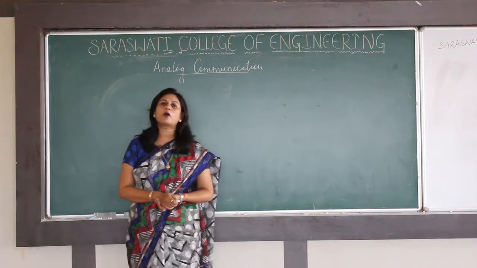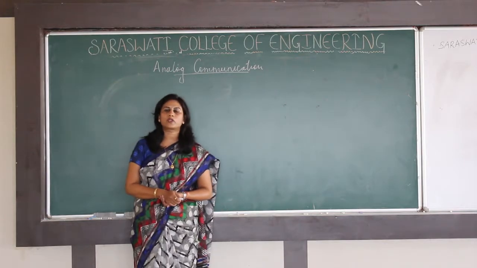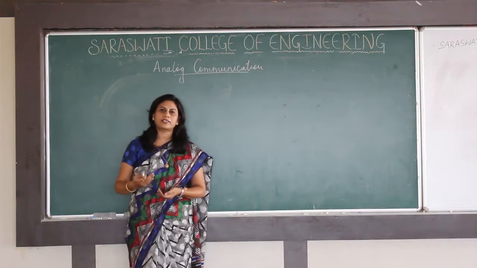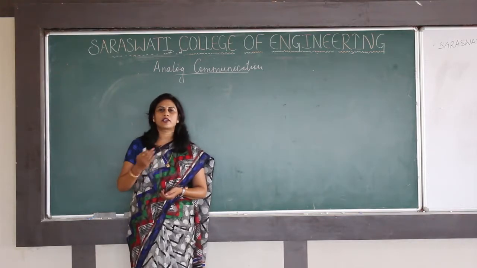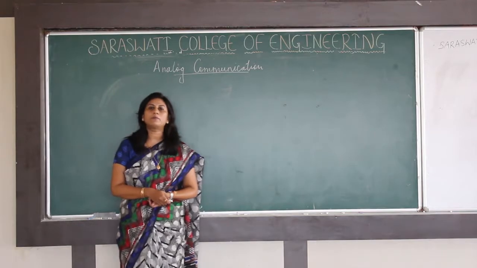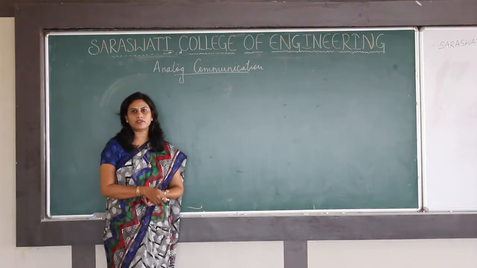Now, let us talk about the basic block diagram of a communication system. What are the different steps that my signal has to go through when it is being transferred from one place to another? So, let us talk about the block diagram of a basic communication system.